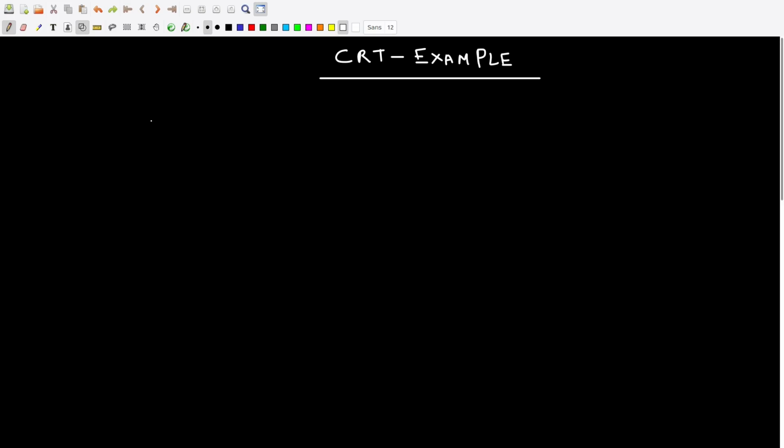Hello guys, so in today's video we are going to take a look at the Chinese remainder theorem with an example. In the last video we did a proof of the Chinese remainder theorem. In case you are interested in looking at the proof, please refer to that video. I'll drop a link in the description. But in today's video we are going to look at the Chinese remainder theorem through an example.